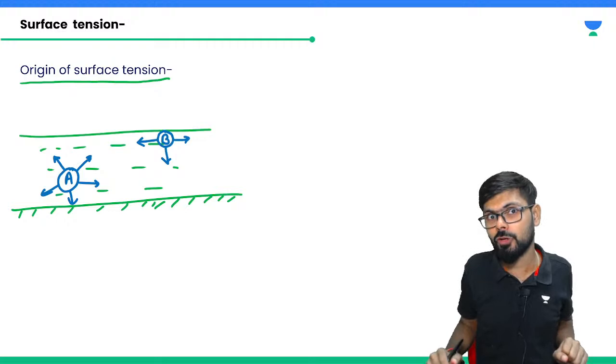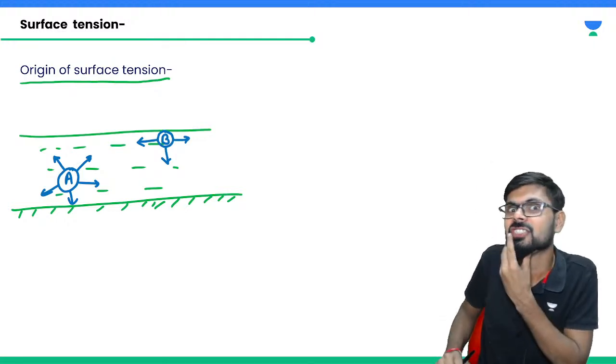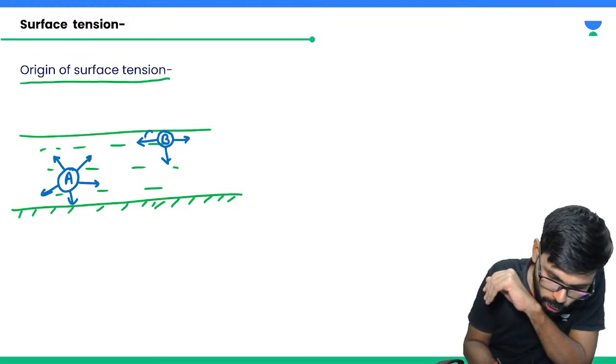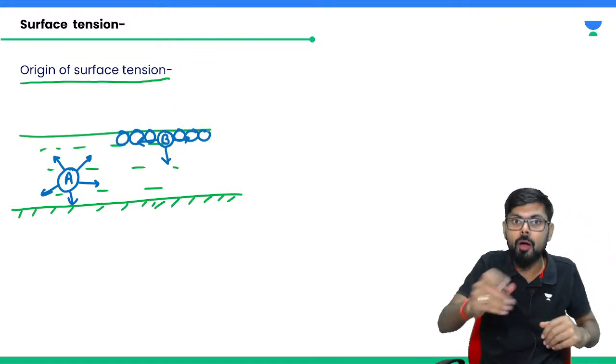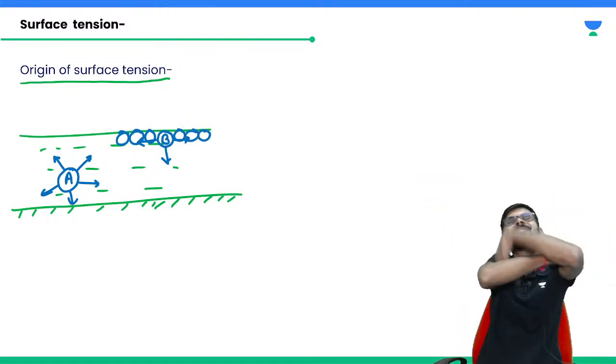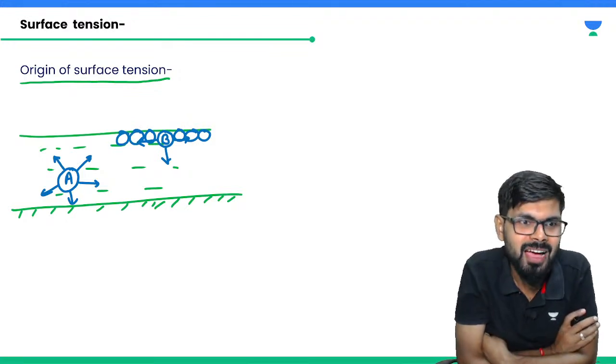Please listen here carefully. So the B molecule, net downward force is there, but still it is not going down. Why? Because here also one molecule is there, here also one molecule is there, here also one molecule. So basically one membrane is formed. Sir, नहीं समझ में, membrane क्या होता है sir? I did not understand, sir.